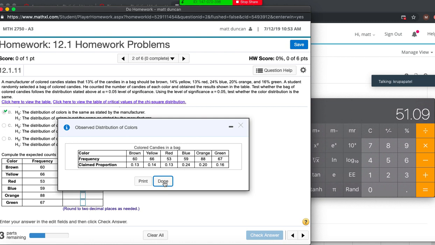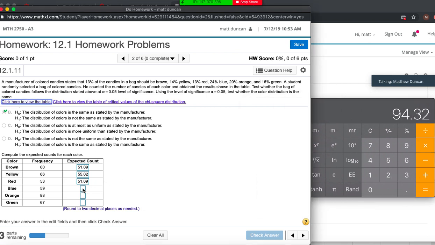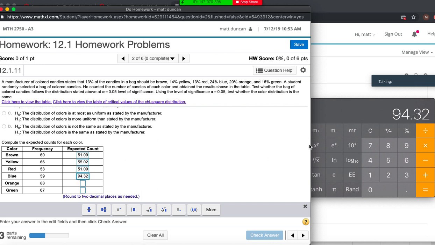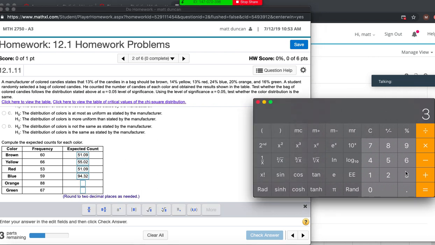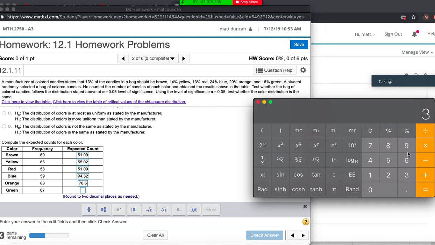That makes sense. Okay. So let's see. We can finish this out. 393 times, I'm on blue, so 0.24. So 94.32. 393 times, what am I on? Orange, 0.2. So 78.6. And then green is 16%. 0.16. 62.88.